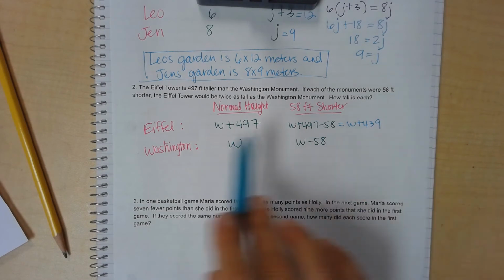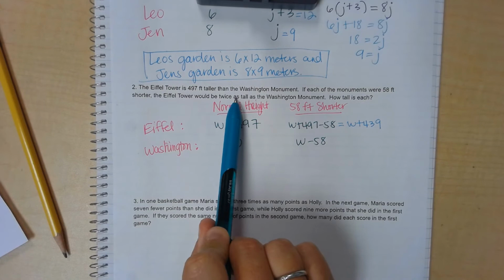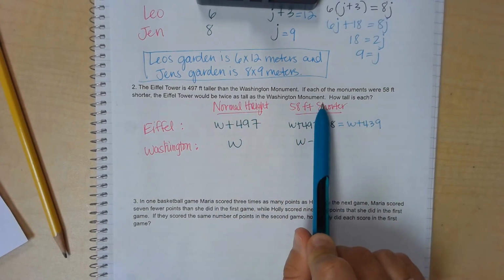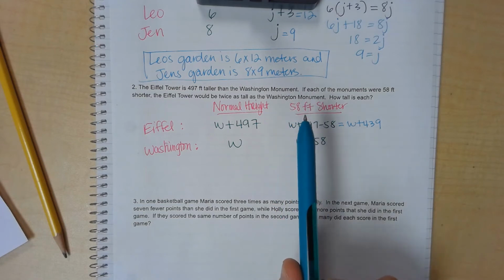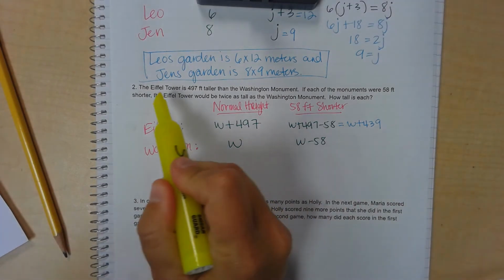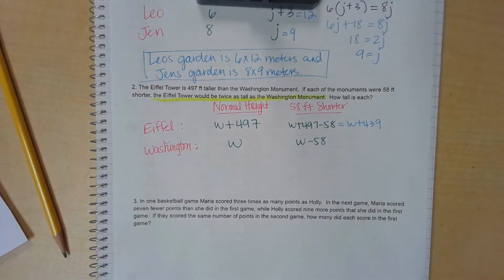Okay? Now the next part that we have to look at is when it says if each of the monuments were 58 feet shorter, the Eiffel Tower would be twice as tall as the Washington Monument. Okay? The Eiffel Tower would be twice as tall as the Washington Monument. So I want you to take that sentence and I want you to write the equation for that. Okay? So take that sentence and write the equation for it. Go ahead.